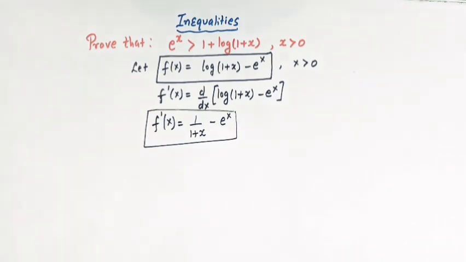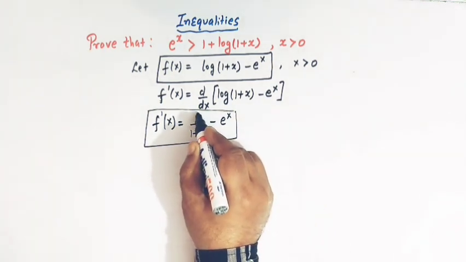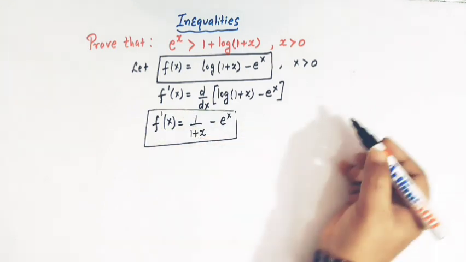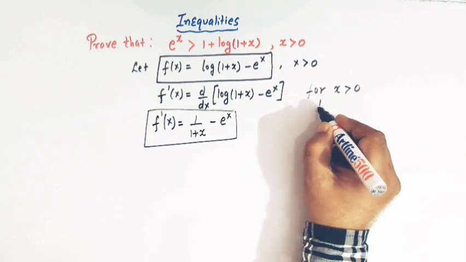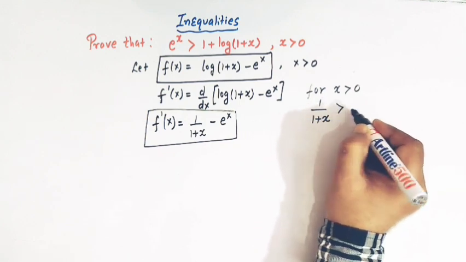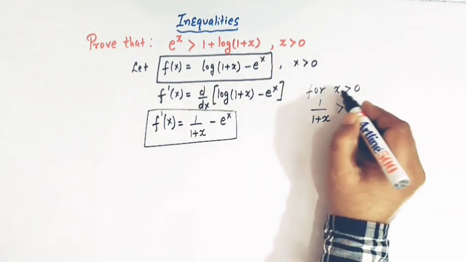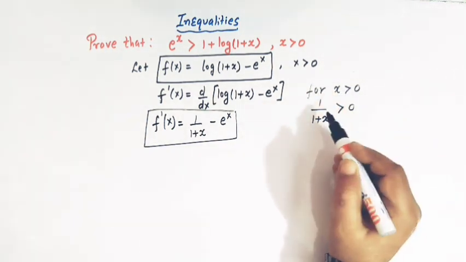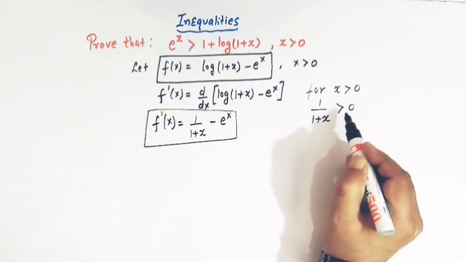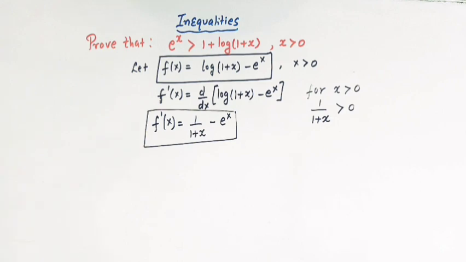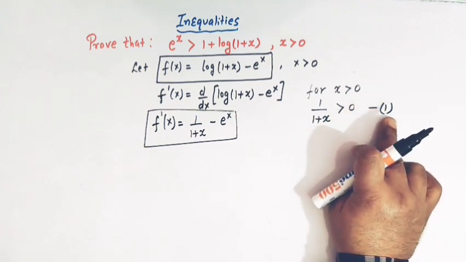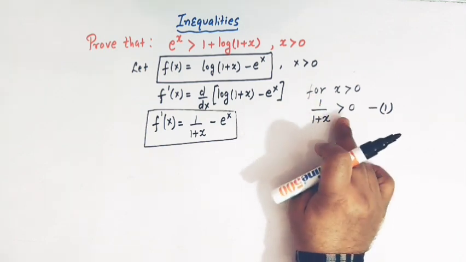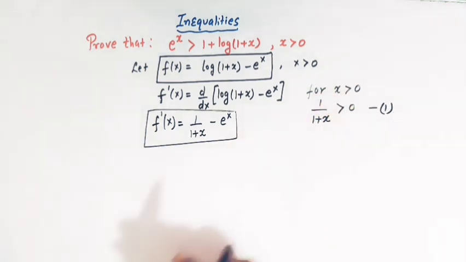Now see, to apply the concept of increasing and decreasing functions, we'll take this term that is 1 over 1 plus x. Now see, for x greater than 0, 1 over 1 plus x is always greater than 0, because for all positive values of x, this term is always greater than 0. So let us take this inequality as inequality number 1, right? So 1 over 1 plus x is always greater than 0 for all positive values of x.